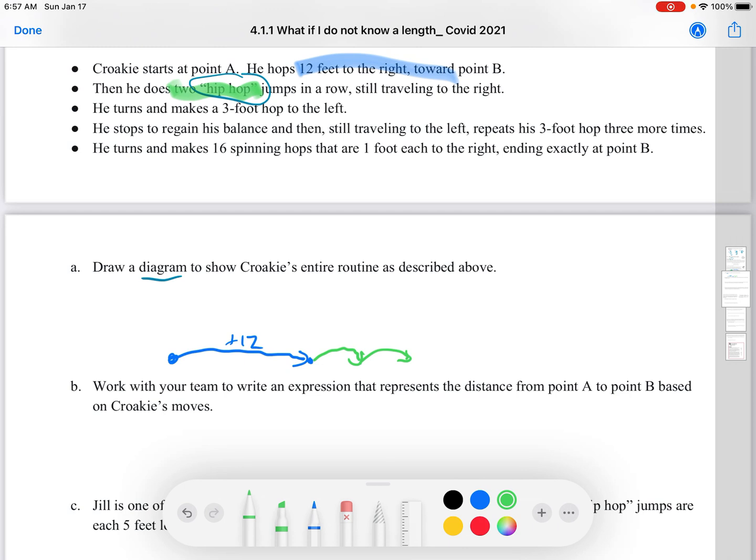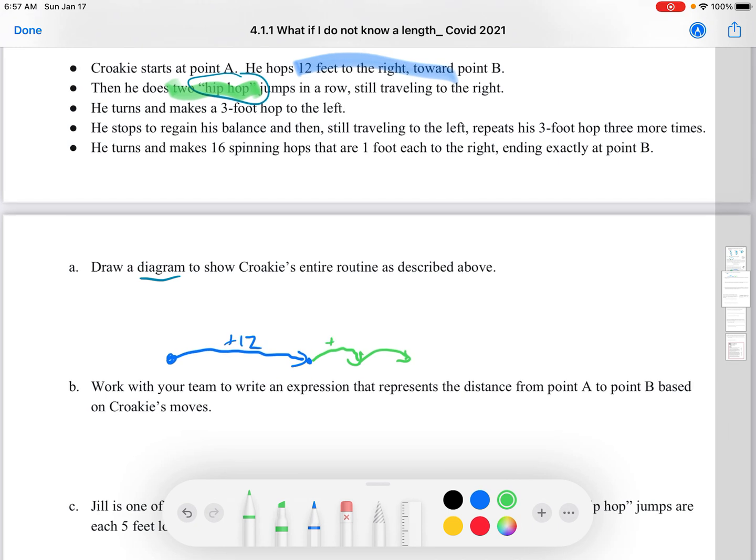The nice part is we can change that number sometimes, plug it in and kind of plug it out. So in this case, maybe H could be a great representation for a hip-hop jump, right? Because that letter H could represent that jump. He turns and makes a 3-foot hop to the left. Okay, so we have a new color here. And a 3-foot hop to the left.